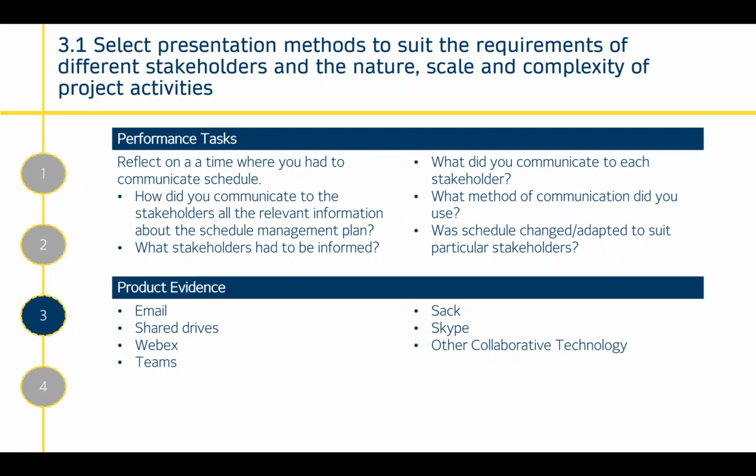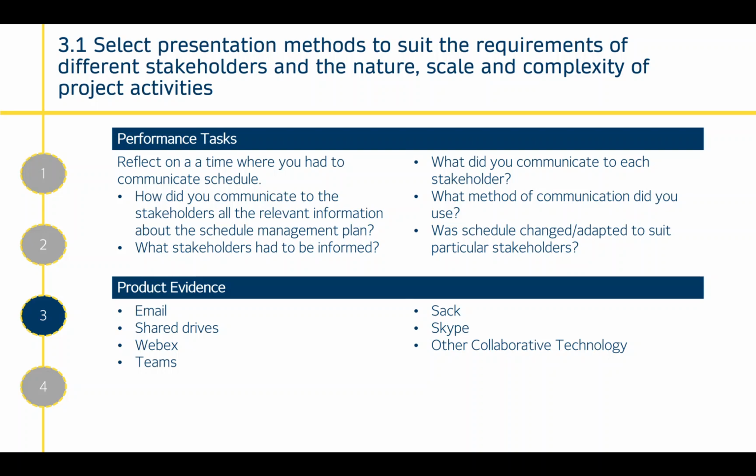It could be an email, it could be a Teams message, it could be putting something on SharePoint. It's just anything you're using to communicate that information to your stakeholders. So for this one, reflect on the time you had to communicate schedule information. How did you communicate that information to relevant stakeholders, and how is that information relevant to your stakeholders?